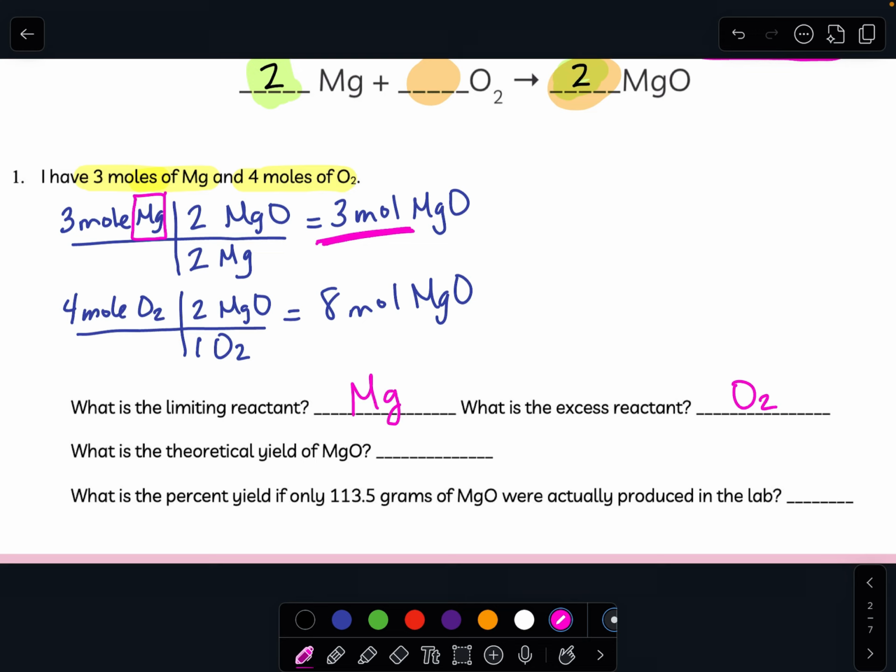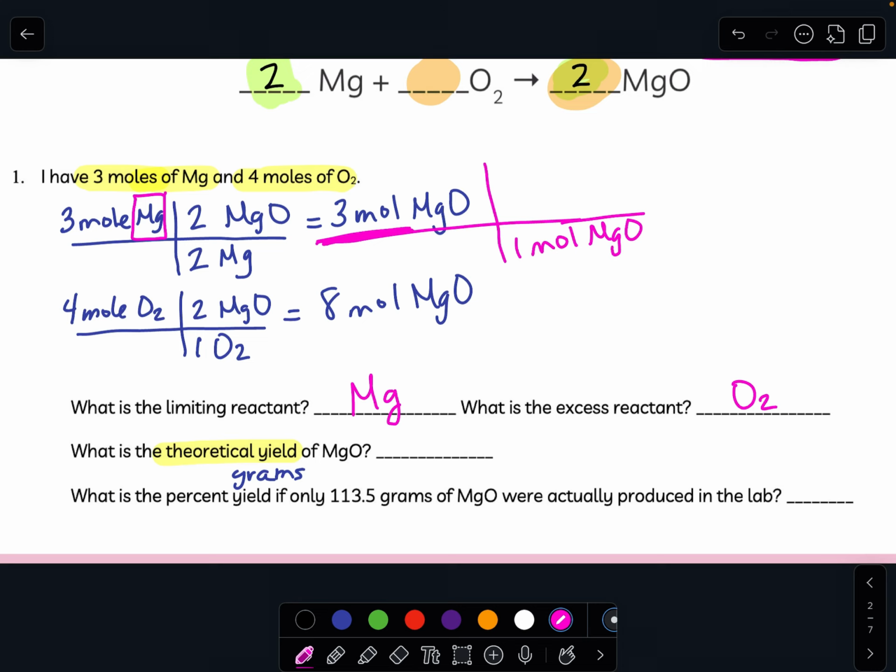So when the question asks me for theoretical yield down here, remember theoretical yield is most of the time talking about grams. So if I know moles, then it's pretty easy to convert moles into grams. The only thing I have to do is I'll just set up my train tracks. And if I have moles of magnesium on the top, I know I'm going to put moles of magnesium oxide on the bottom.